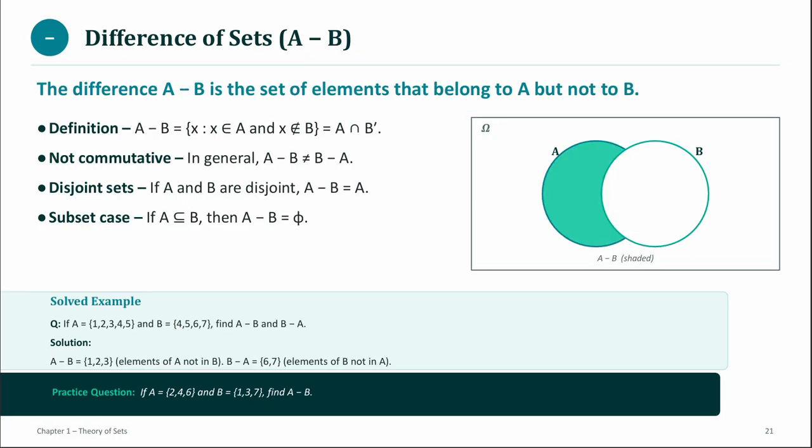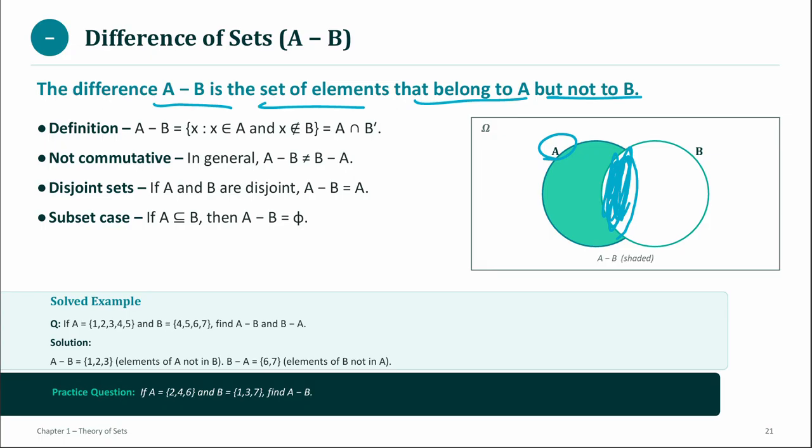Okay, so now difference of sets, which is A minus B. So the difference of sets A minus B is the set of elements that belong to A but not to B. So the elements that only belong to A but they're not in B. Fine. So if we see this region right here, it also lies in A, right? But it lies in B also. So we have removed this region as well, right?